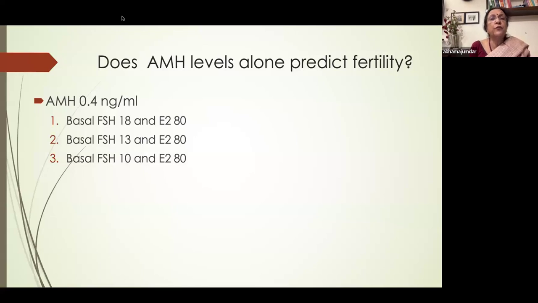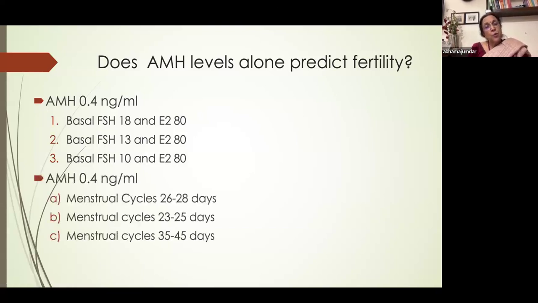I want all of you to write in the chat box, what do you think, the AMH is equal in all, but which patient will respond best to ovulation stimulation out of these three? Write in the chat box. We'll see the answers later on. 1, 2, or 3. Then I give you another question.